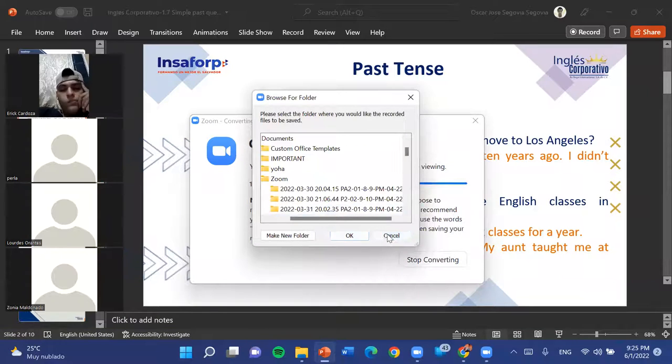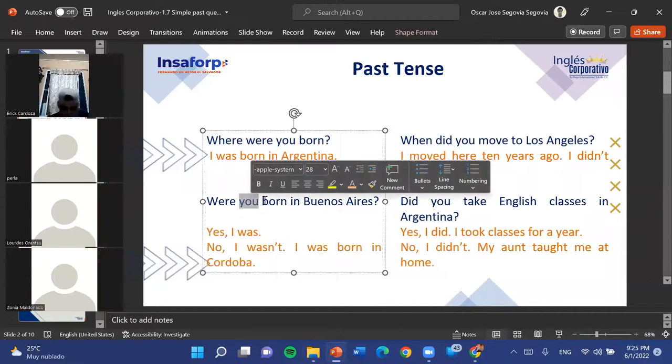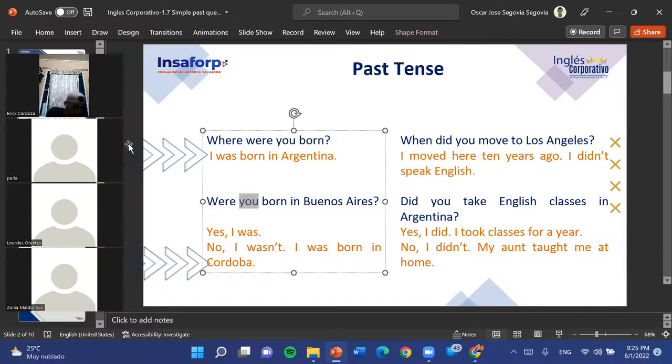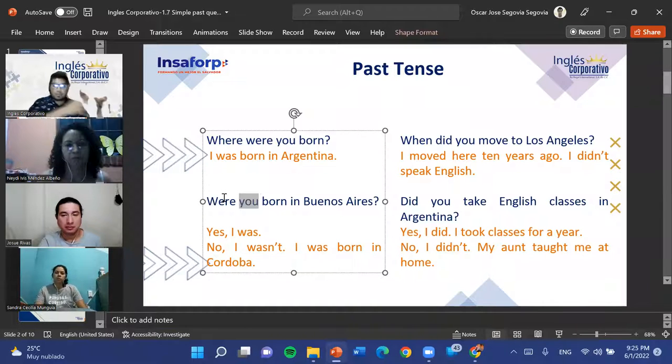Now, of course, you have to keep in mind the fact that this pronoun over here, you, has two different interpretations. It can be interpreted as a singular reference, or it can also be interpreted as a plural reference. So if, for example, I was standing with one person right next to me, and somebody asked us, were you born in Buenos Aires? If it was used for the two of us, what would be the best way of answering that question?